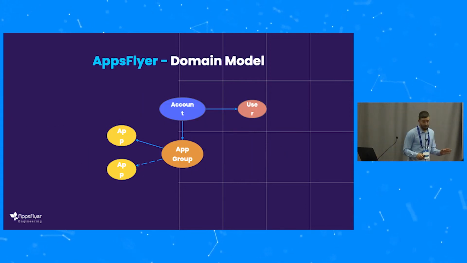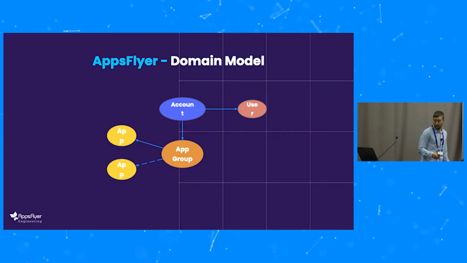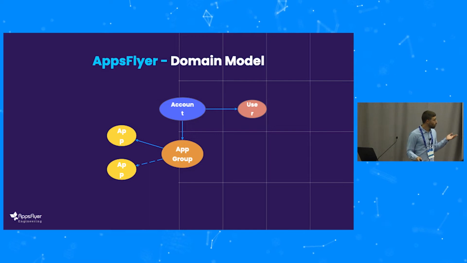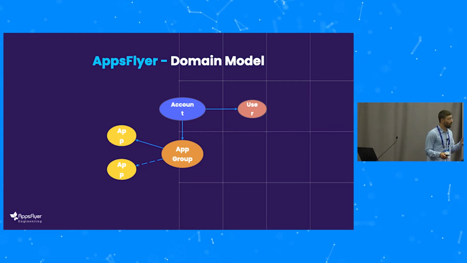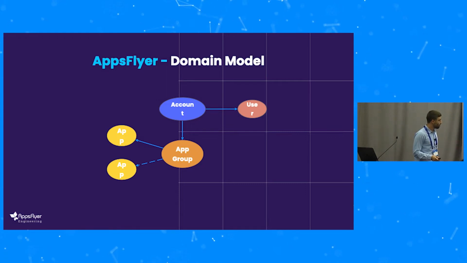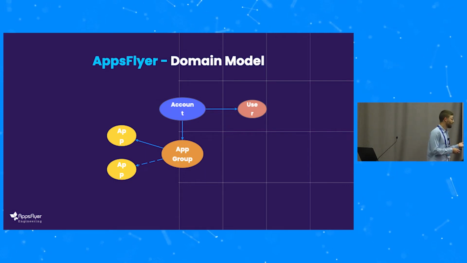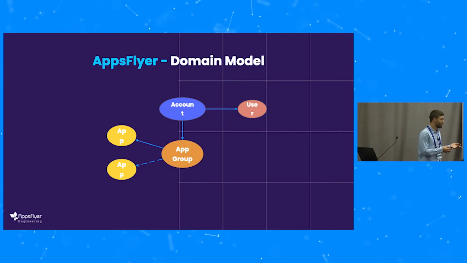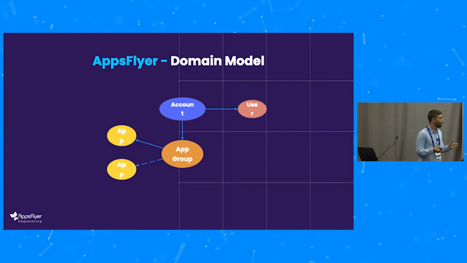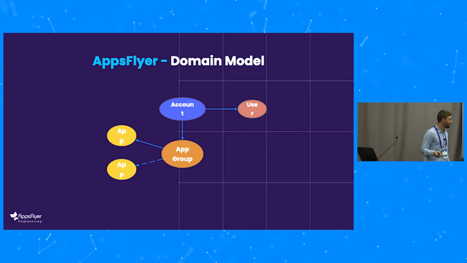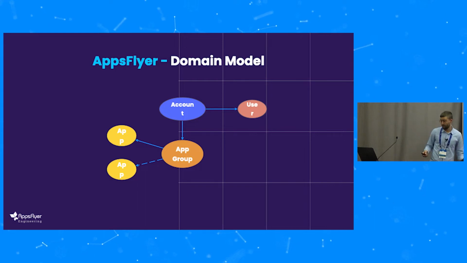So let's start with the domain model of AppsFlyer, a very simplified version for this presentation. The core node is the account, which can be an app owner or its partner. And every account has one or more users assigned to it. And every account owns multiple apps. It can be, let's take eBay, their iOS app and their Android app. And if they have multiple, let's say a gaming company, they can have many apps, and they are organized in a group called an app group that organizes them together.